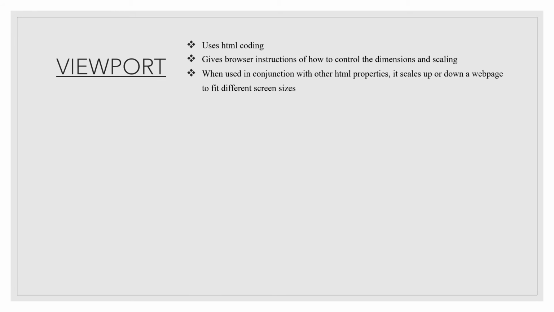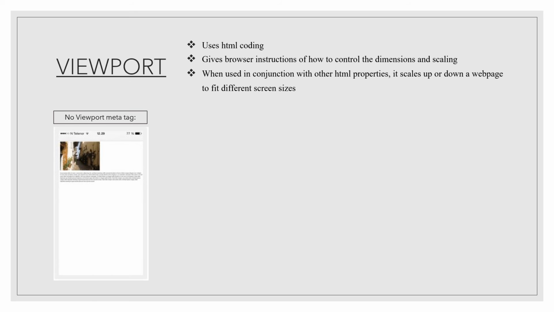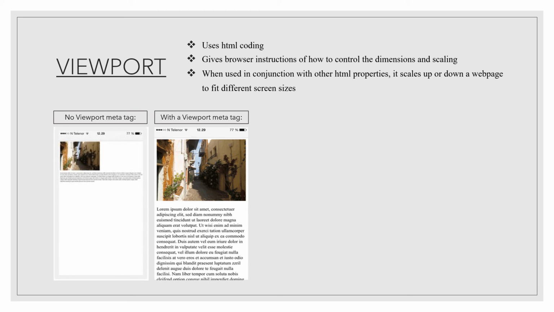Viewports. Viewport meta tag uses HTML coding and gives the browser instructions on how to control the dimensions and scaling. When used in conjunction with other HTML properties, it scales up or down a web page to fit different screen sizes. Here's an example. This example includes one without the meta tag, and another example with the meta tag. This viewport meta tag allows the user to see more visibly as the scrolling increases to fit the screen size.